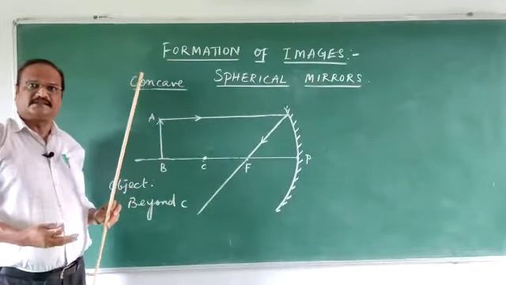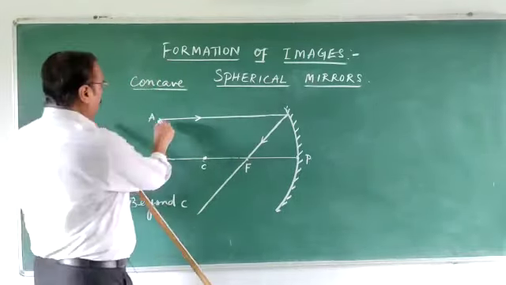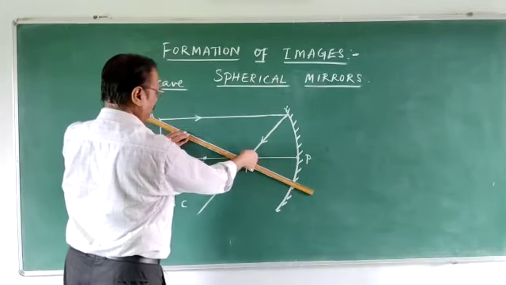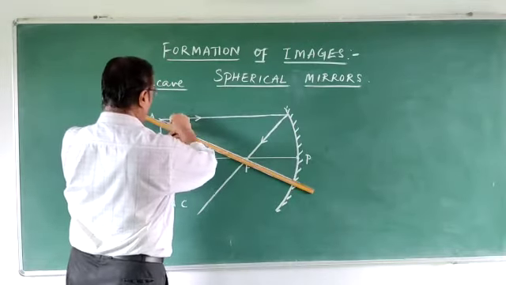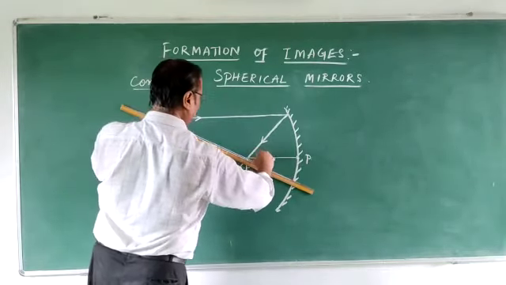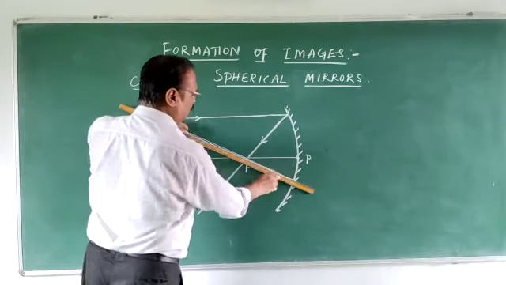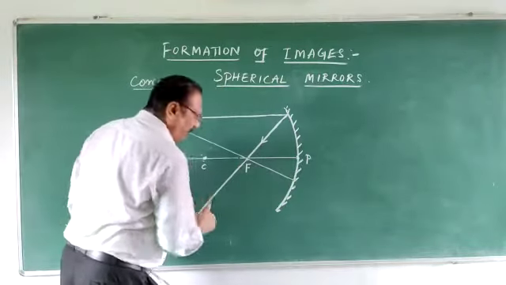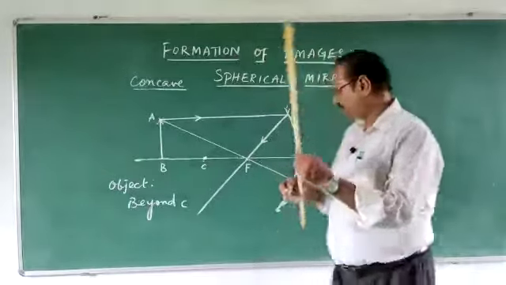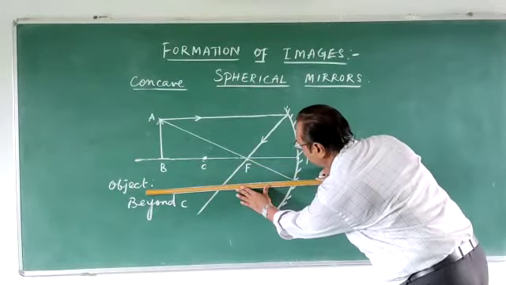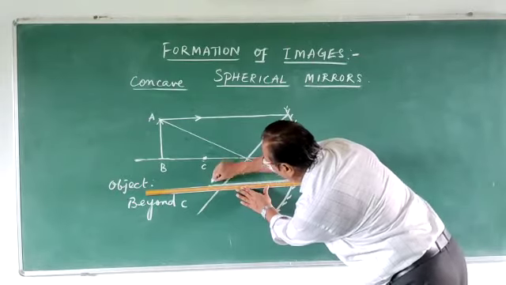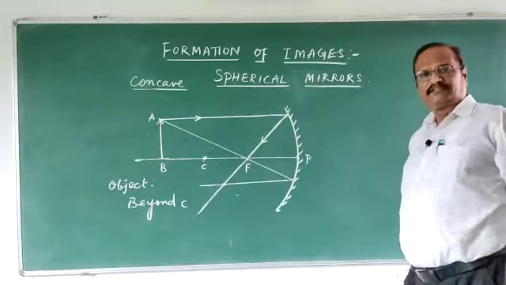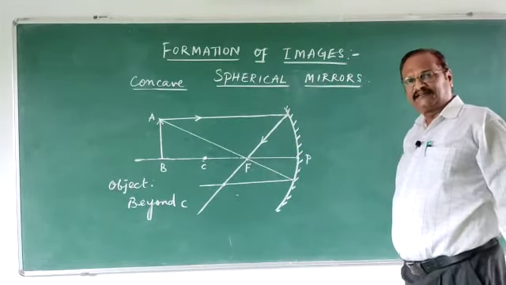Now I need to locate the position. So again from the tip, I pass a ray through the focus. The second ray which I am taking is passing through the focus, and again it strikes the mirror at this point. So according to the second rule, a ray passing through the focus should become parallel. Okay, so let us make this ray parallel to the principal axis. Fine. Now this is where they both come and they meet. You get my point?